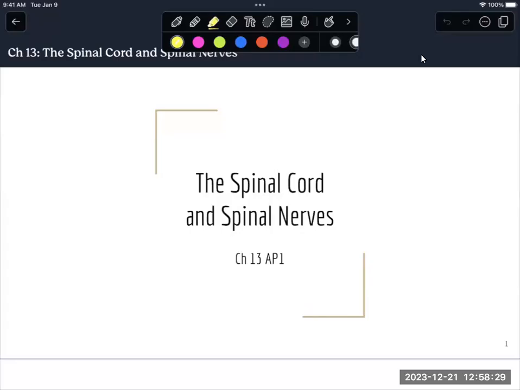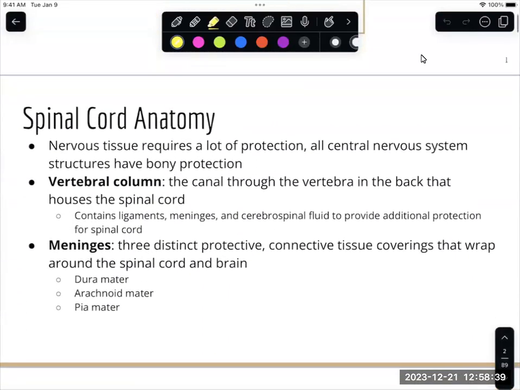Hello. Today we are going to cover chapter 13, spinal cord and spinal nerves. So we talked about nervous tissue in chapter 12. Now we're going to talk about some of the different things that help to protect some of our nervous tissue, like the spinal cord. Our spinal cord is going to sit inside of that vertebral column.